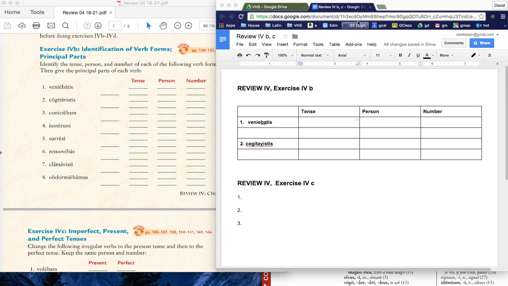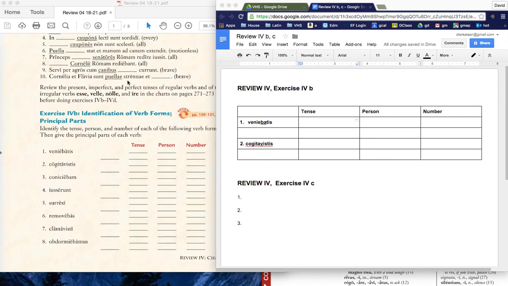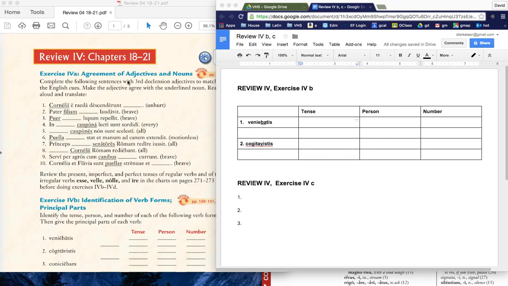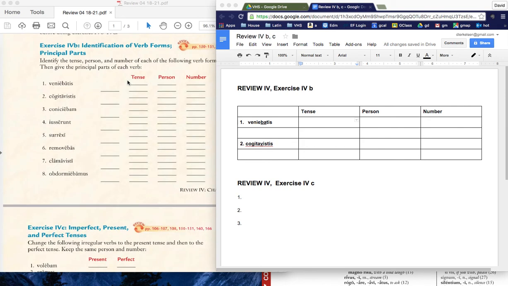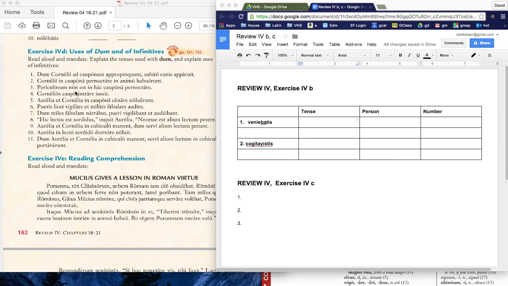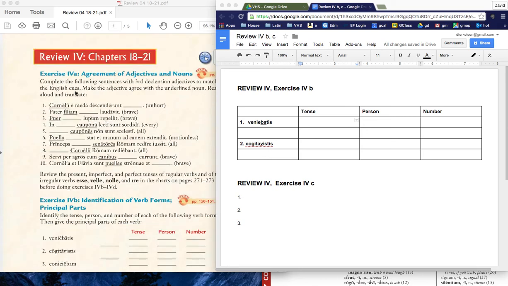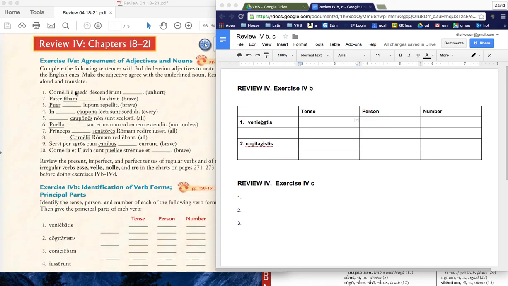Okay, I'm looking at review 4B. Now, this review should appear in your book right after chapter 21. It should come on page, let's see if I can find it here. On page 181, it looks like, right after the end of chapter 21. So this is a review that covers the grammar from chapters 18 to 21.